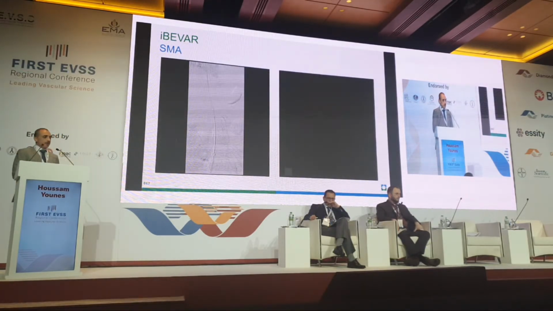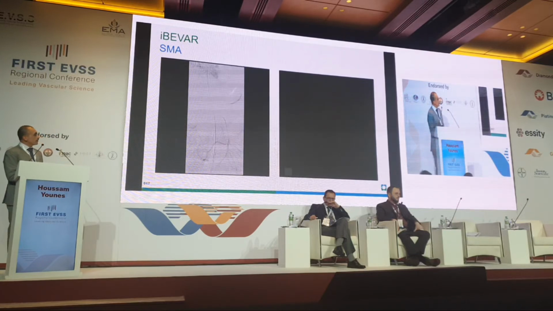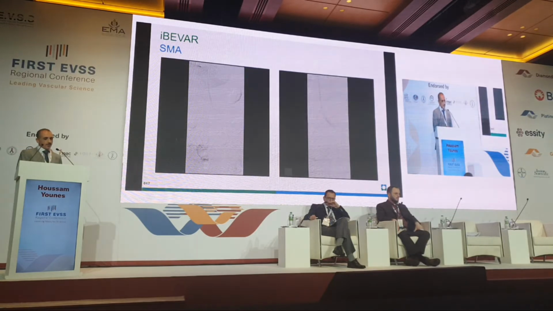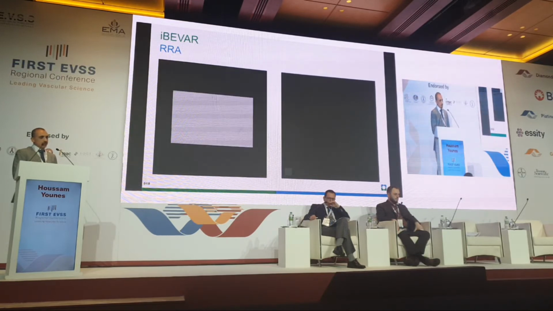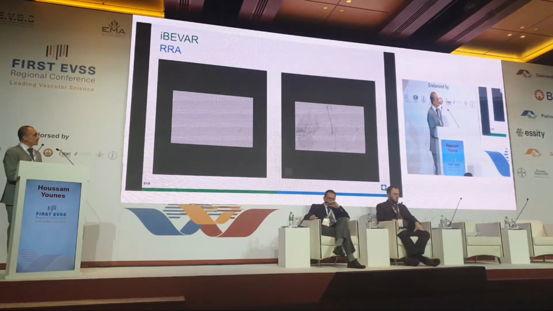So we started with the SMA vessel. We confirmed the selection, introduced the sheath, and placed the stent. Then we moved to the right renal artery. Again, we selected the branch and stented it.